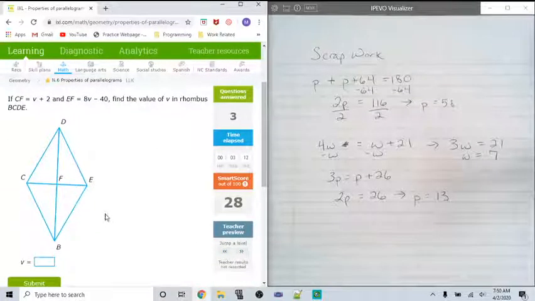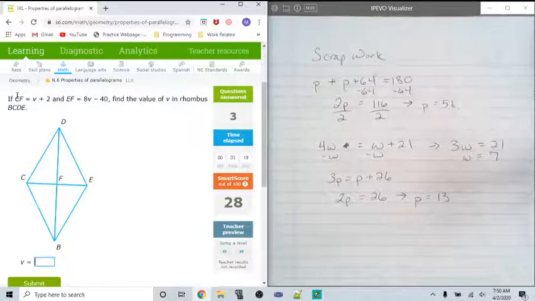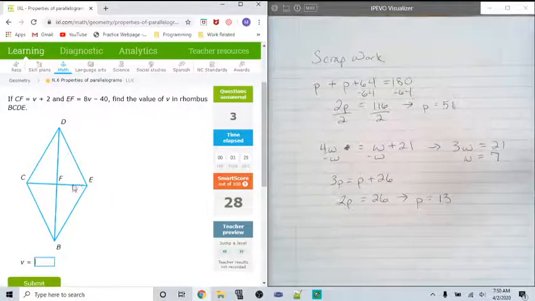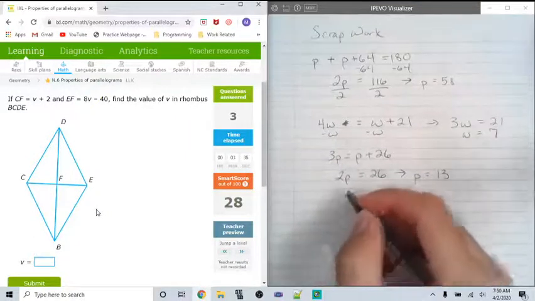This one looks good. I like when they give us the diagonals bisecting each other. Pay close attention to what they give you. CF is this little half piece here, and EF is the other half piece. So we said that diagonals bisect each other. That's why I'm calling them half pieces. CF and EF are actually equal to each other still, so this is very much what we've been doing.